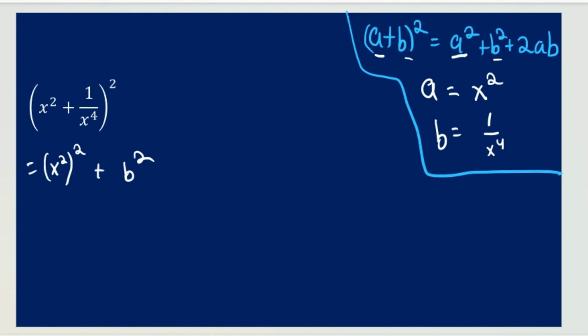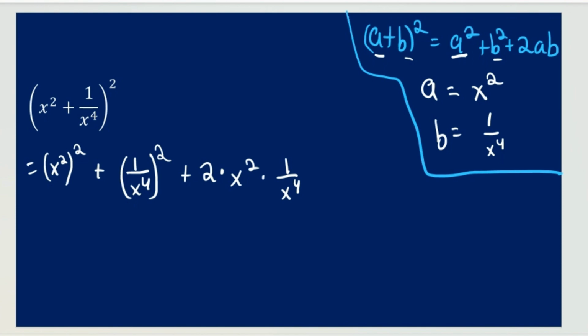Now here, b squared, so b equals 1 over x to the 4. So here, substitute (1 over x to the 4) whole square. And then plus 2ab. Again, we got to substitute the a and the b. So 2 times x squared times 1 over x to the 4.